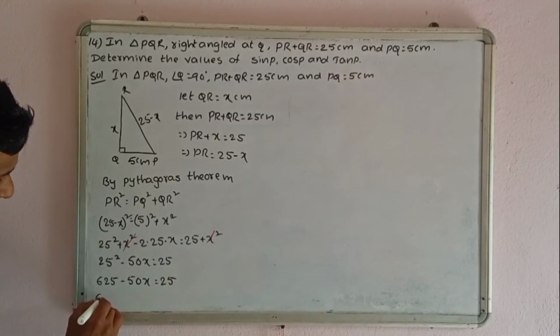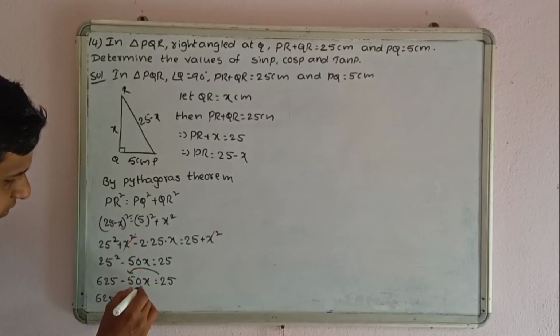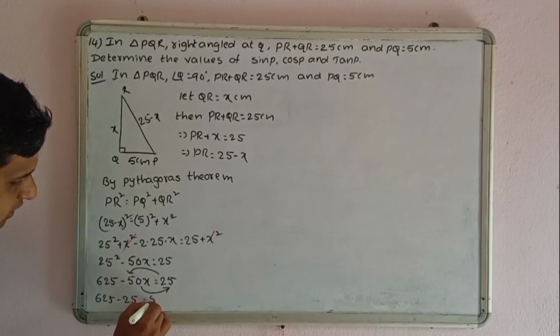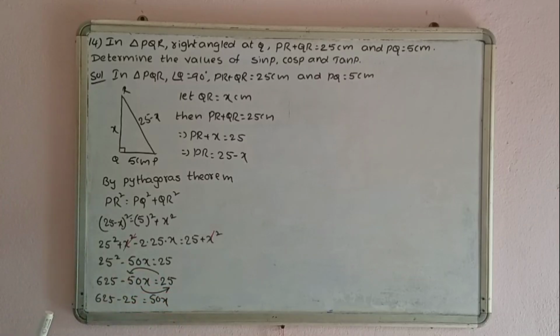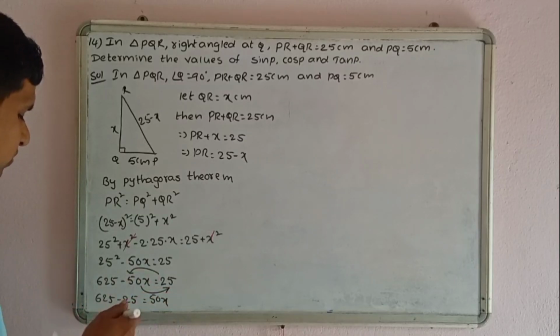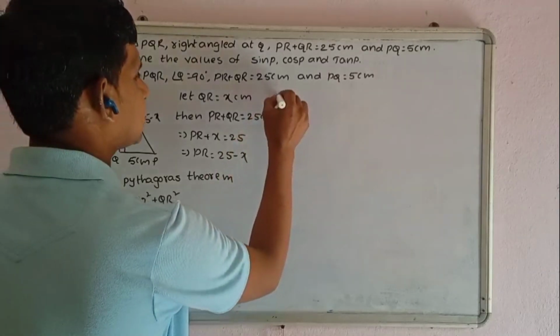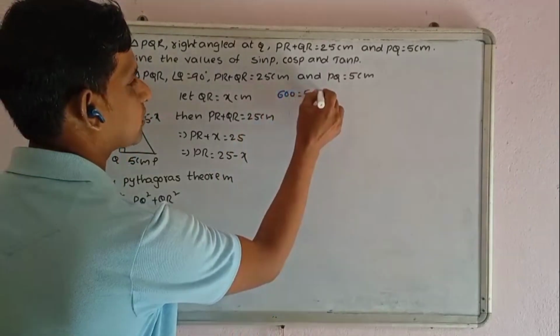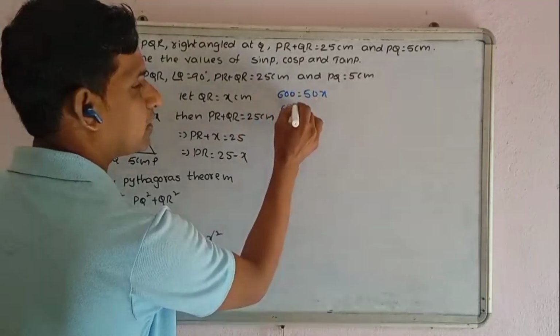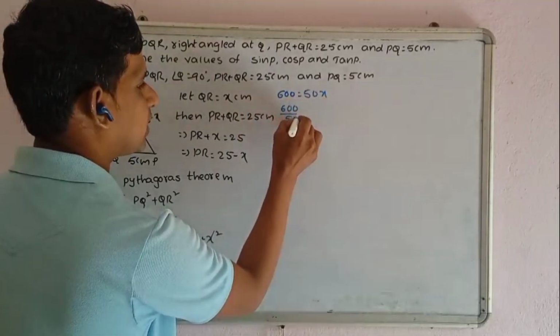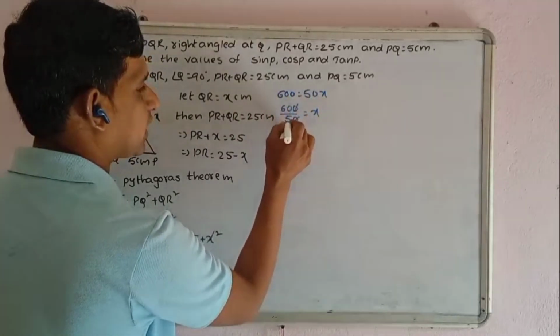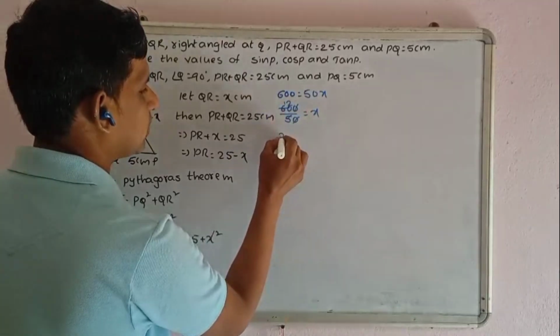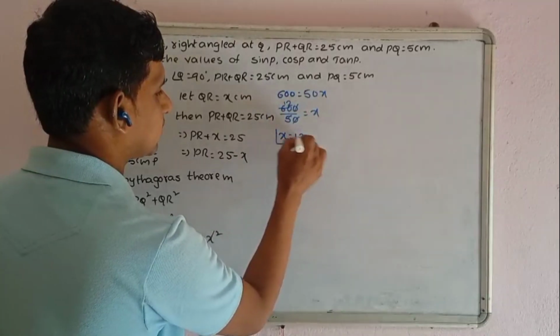Okay. 625, and 25 is transposed to the left side as minus 25, and 50x is transposed to the right side as plus 50x. That equals 625 minus 25, which is 600, equals 50x. So 600, with 50 transposed to the left side, divided by 50 equals x. Now 0 cancels, 5 12 times. Therefore x equals 12 centimeters.